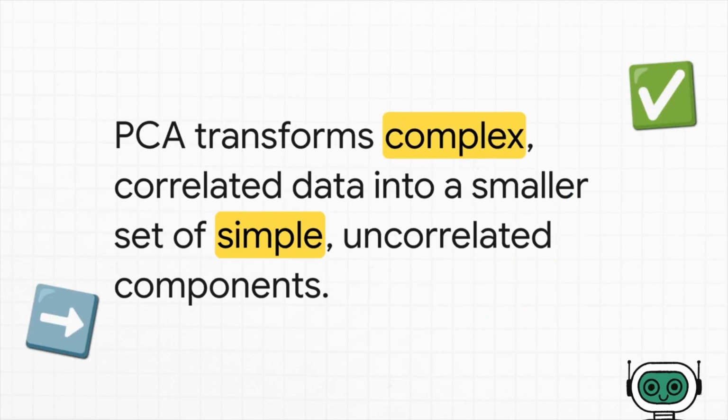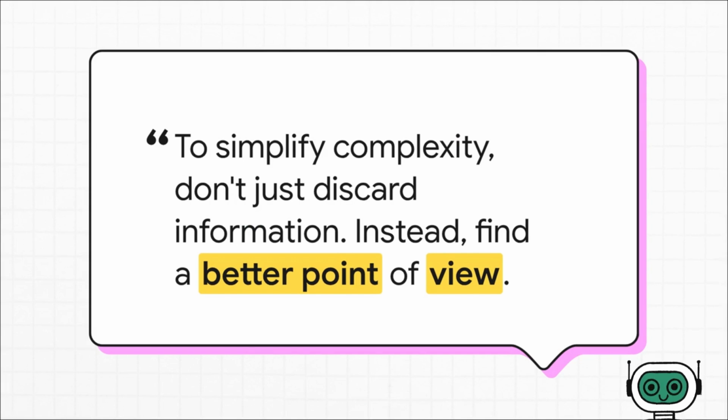So, to sum it all up in a single sentence, PCA transforms a complex set of correlated data into a smaller set of simple, uncorrelated components that tell the most important part of the story. The key takeaway is this: when you're faced with overwhelming complexity, the answer isn't always to throw information away. Often, it's just to find a better point of view.